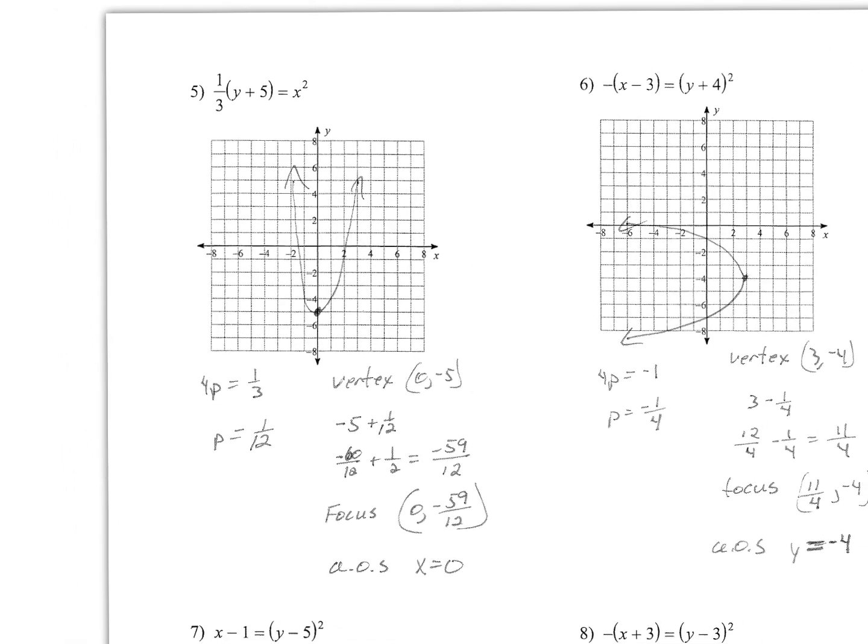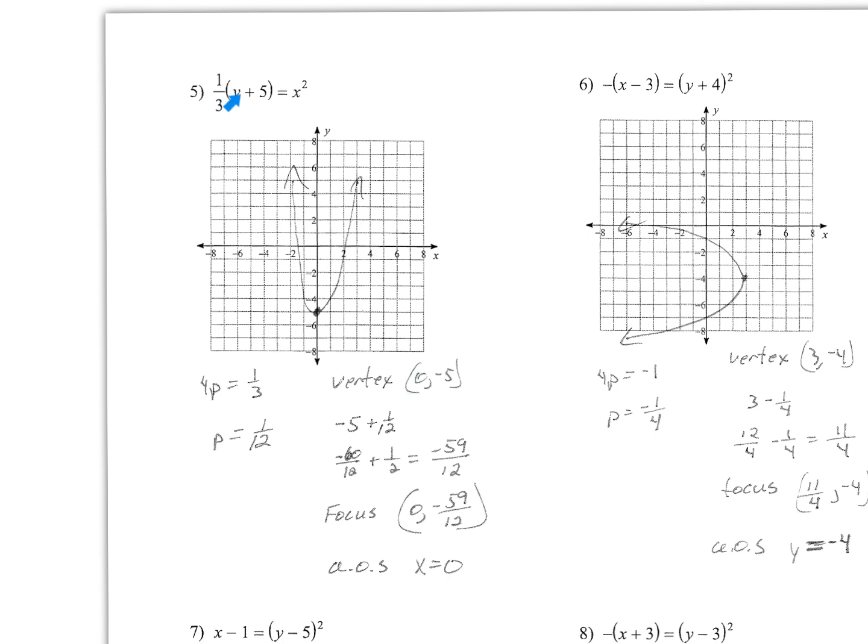So here, let's take a look at number 5. You are given an equation, 1/3 times y plus 5 equals x squared. Now, you can see in this equation that the x is what's being squared. So this is going to be a vertical parabola, all right? And there is no minus h, okay? So the x value of the vertex is at 0.